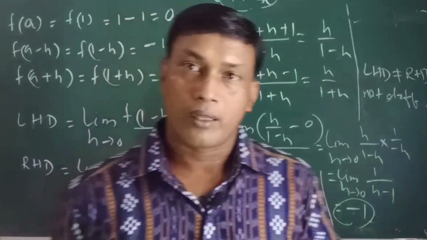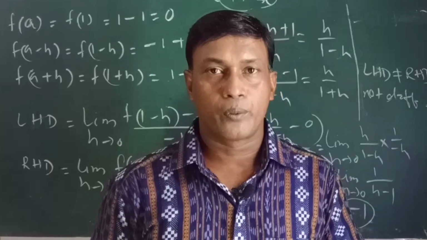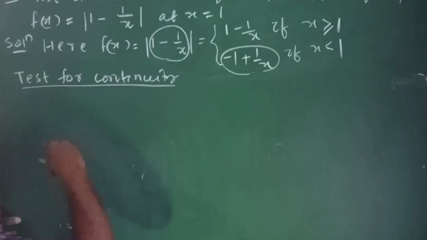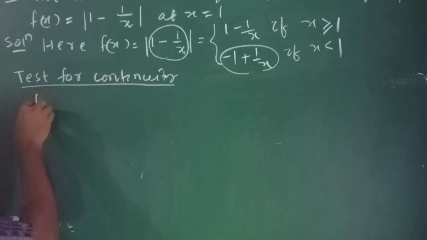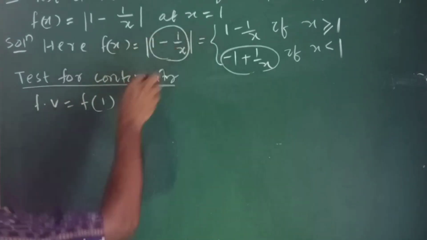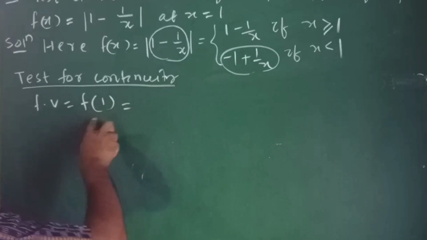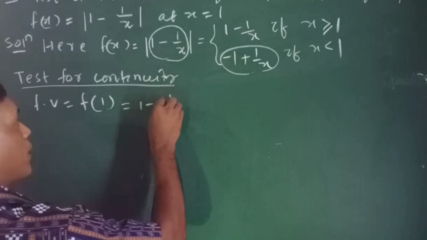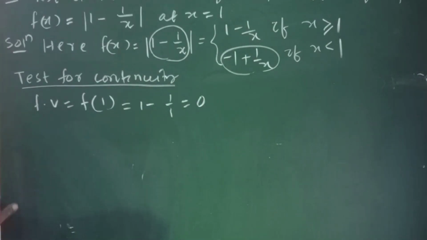I said that if a function is not differentiable, we have to test the continuity. Now test the continuity. Now test for continuity. In order to test the continuity, we first need the functional value. Functional value means f of 1. We have to test at x is equal to 1. And here x is equal to 1 means from this value we put x is equal to 1, 1 minus 1 by 1. This is 0. And we get the functional value.